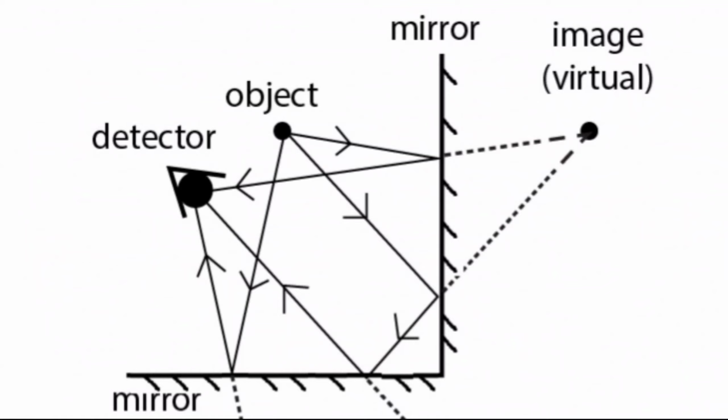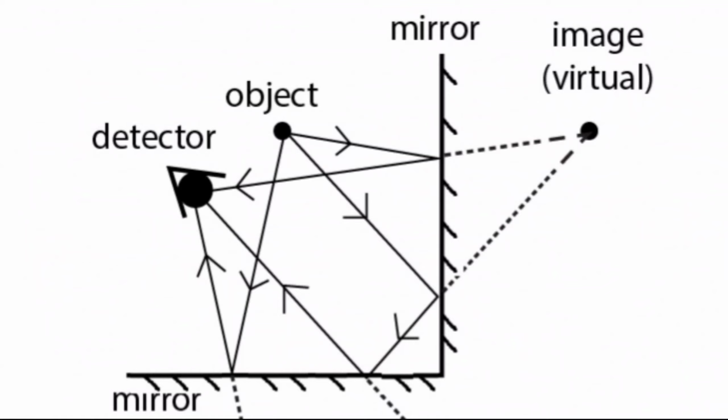This is the formula. So 360 by 90 means 4. If you divide 360 degrees by 90 degrees, you will get 4. And 4 minus 1, the result is 3. So three virtual images will form for this setup.